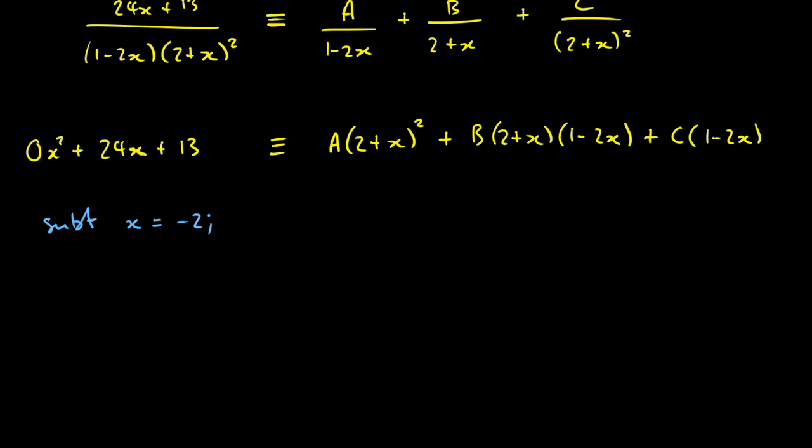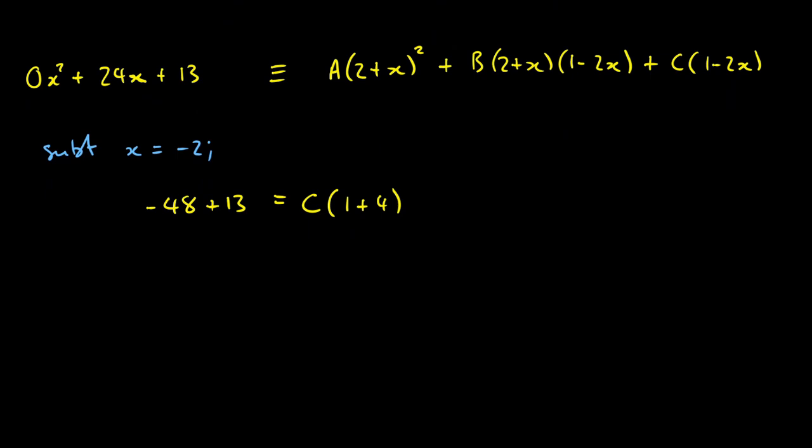Now if I do that, on the left-hand side I'm going to get 24 times negative 2, which is negative 48, plus 13. On the right-hand side, that guy is going to be 0, that guy is going to be 0, and I'm going to be left with this guy, which is c times 1 minus 2 times minus 2, which is plus 4. So in other words, we've got 5c. Now let's simplify the left-hand side. Negative 48 plus 13 is negative 35, is equal to 5c. So c is equal to negative 7, right? So we got our c term.